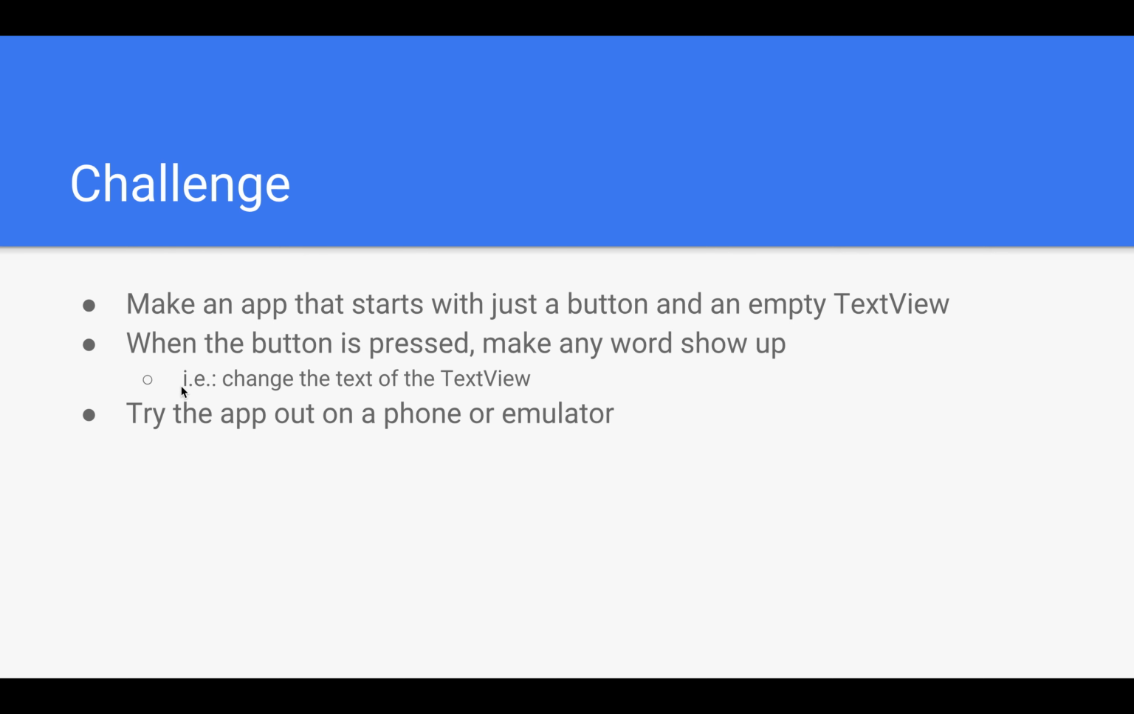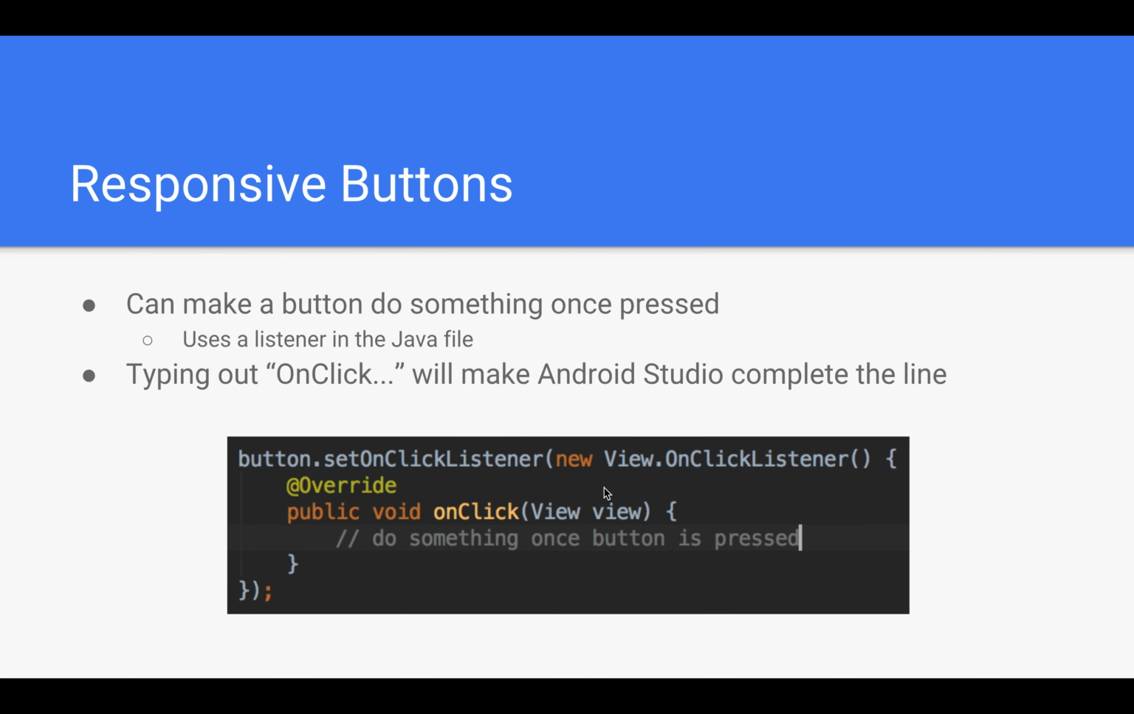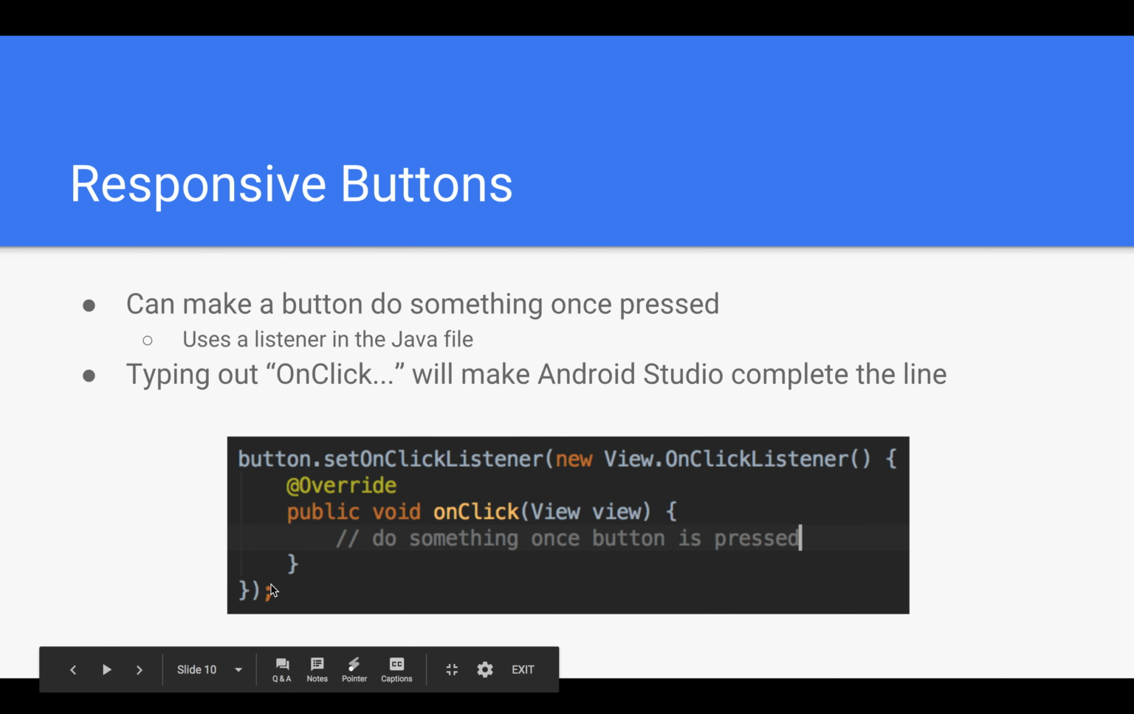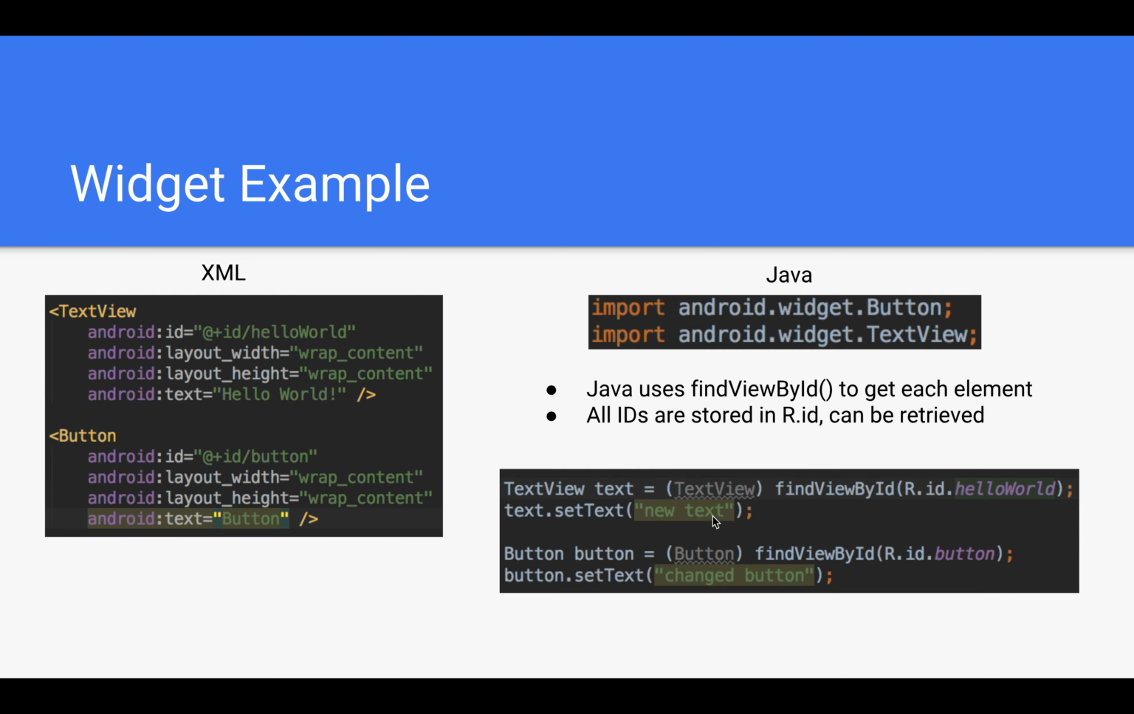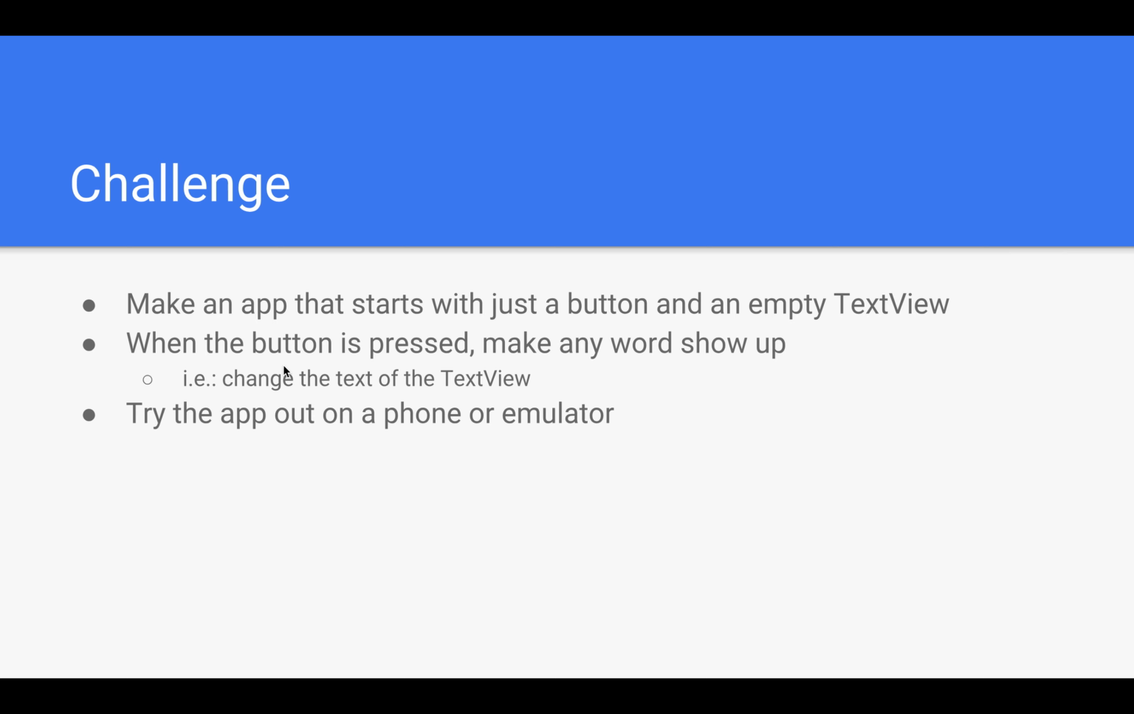So here's a challenge. Make an app that starts with just a button and an empty text view, and when the button is pressed, make any word show up. So in this on click listener, you would put the code text.setText, and then that will show up when that is clicked, and then test it out. This is a hello world sort of activity, just making sure you have everything set up properly.